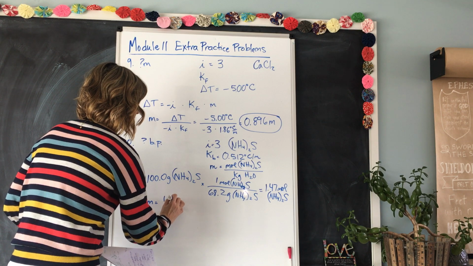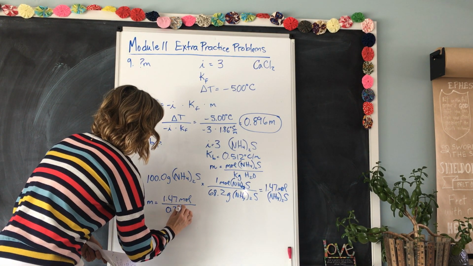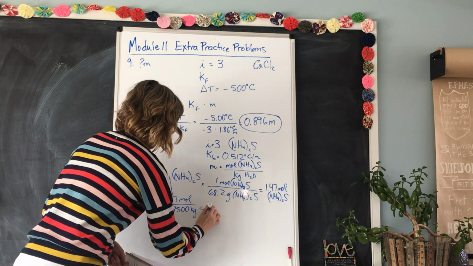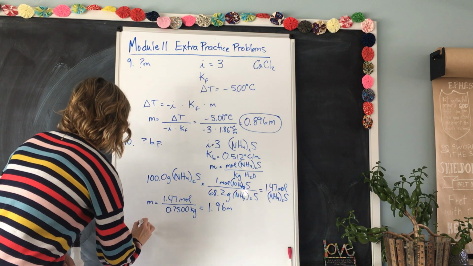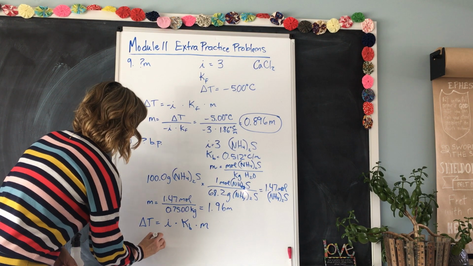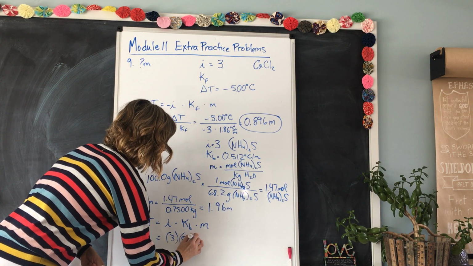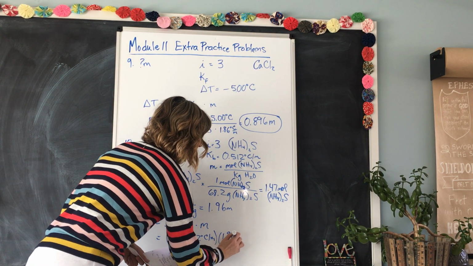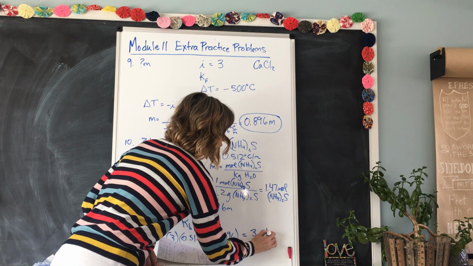Molality then would equal 1.47 moles divided by how many kilograms of water? It would be 0.7500 kilograms of water. So molality would equal 1.96, little m. And now we're ready to plug everything into our boiling point elevation equation, which is delta T equals I times Kb times m. So I is 3, Kb is 0.512 degrees Celsius per molality, and the molality of this solution we figured out is 1.96. So if you multiply all those things together, you would get a delta T of 3.01 degrees Celsius.